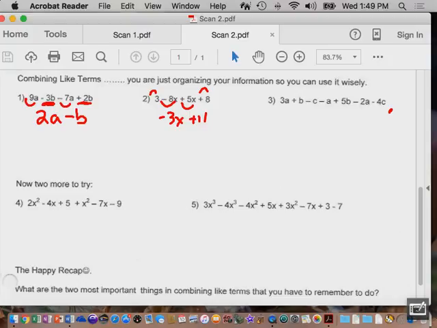Now, here's 2x squareds, and here's 1x squared. How many x squareds do I have altogether? 3. So the first part of my answer here is 3x squared. Now, what do I have here? Negative 4x. What do I have here? Negative 7. What's negative 4x's and negative 7x's? 11x. Good. And then what's positive 5 and negative 9? Negative 4. So the correct answer is 3x squared minus 11x minus 4. You guys try the last one, number 5.